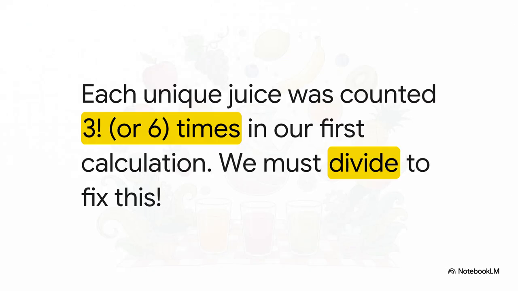So this is it, the key takeaway. When we got that big number, 720, we weren't just counting each unique juice once. We counted every single juice a total of 6 times. Once for every possible way we could have ordered its ingredients. So, to fix our mistake, we just have to divide out all those extra copies.